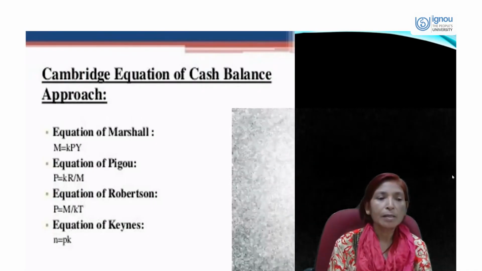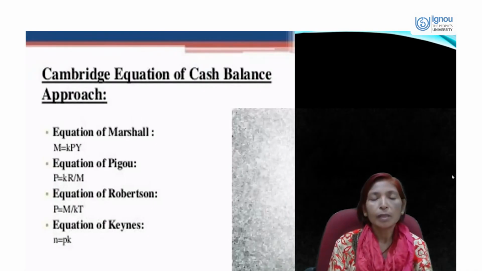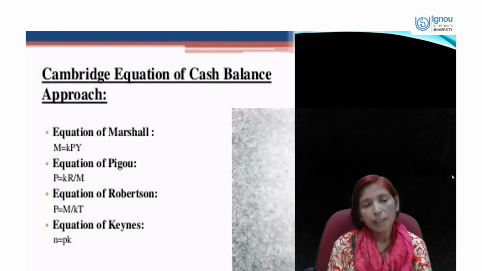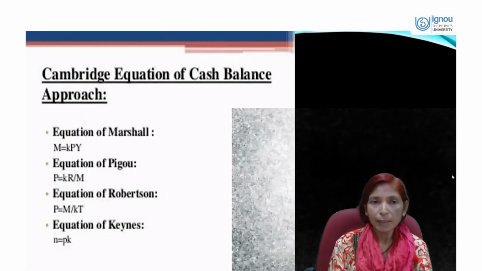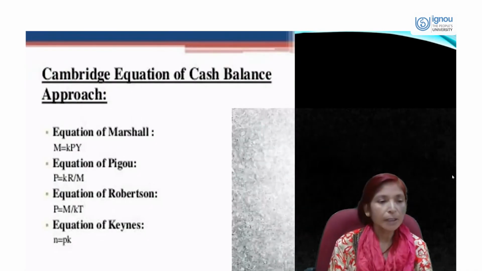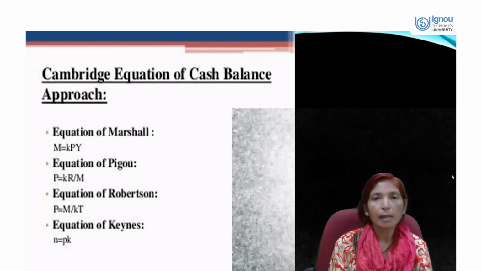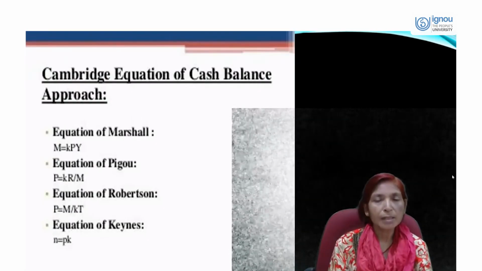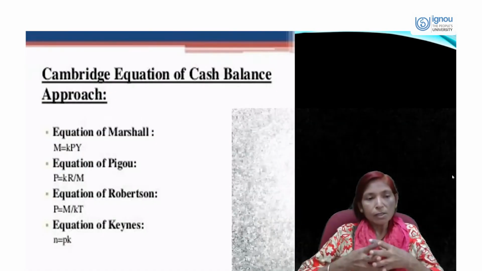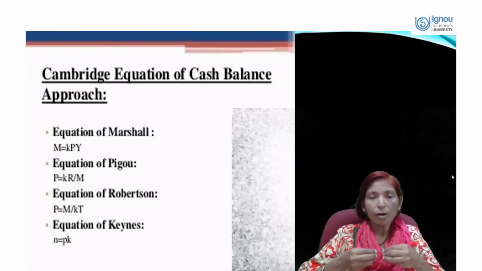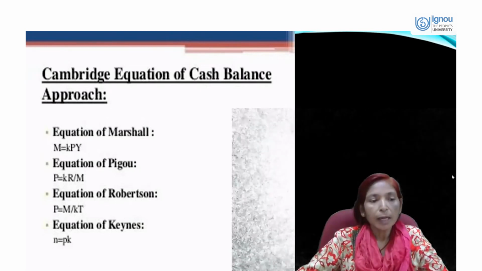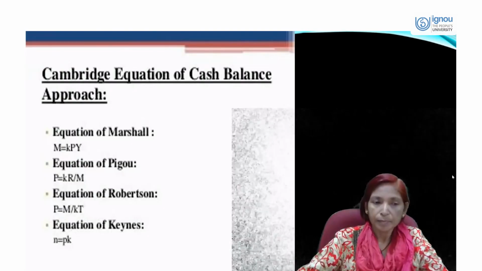The equation of Pigou is P = KR/M. P is the price level, K is the fraction of money income, and R is the responsiveness of money demand according to the change in the need of the people, and M is the money supply.